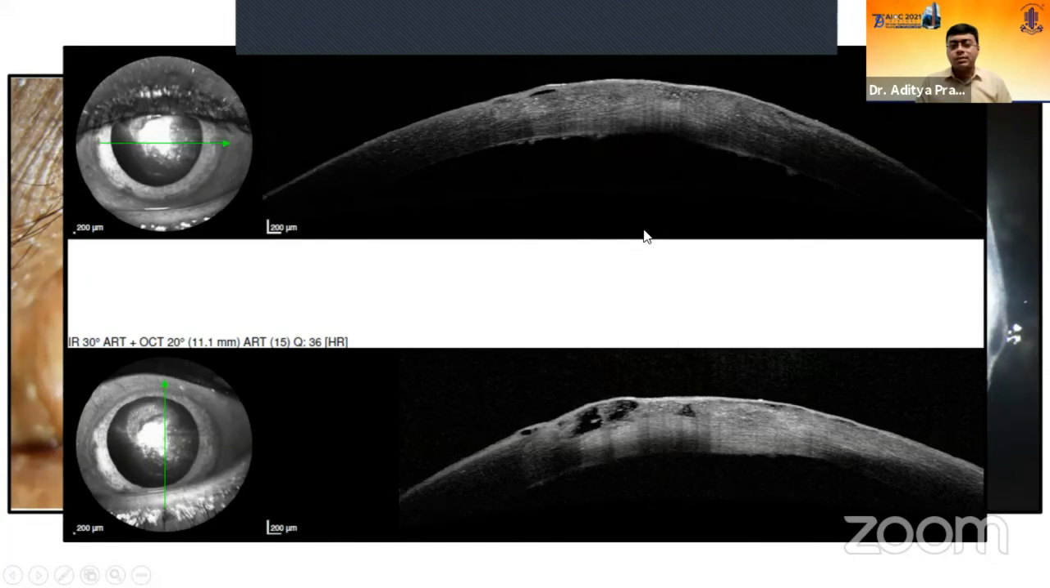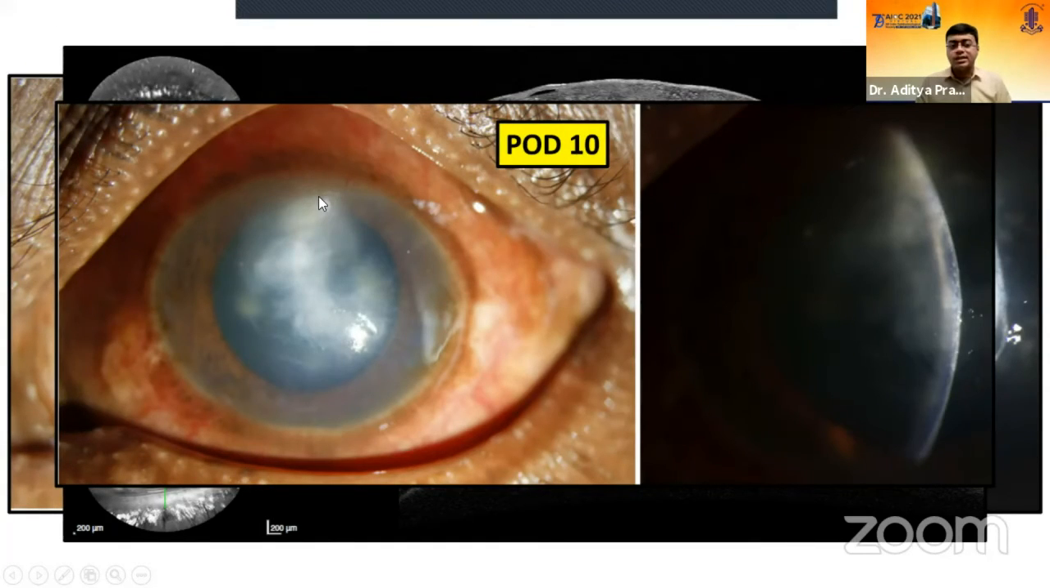This is at post-op day 10 after the injection, a single injection of intrastromal antifungal, that is voriconazole. So a lot of resolution has occurred. The scarring has also started to form. So we kept the patient on topical and systemic antifungals for 2 weeks, and complete resolution was achieved without resorting to any more invasive procedure.